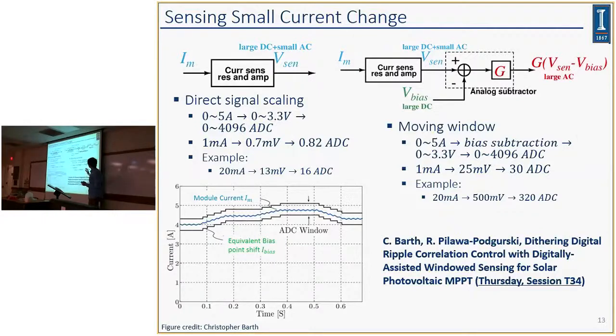For more complete detail, you are encouraged to read the paper. But what we end up achieving is that after applying this technique, a 20 milliamp change will actually result in 320 effective ADC value, which can be picked up easily by the microinverter ADC. And for a more complete analysis of this moving window technique, you are encouraged to listen to Chris' presentation, which is Tuesday session T34.